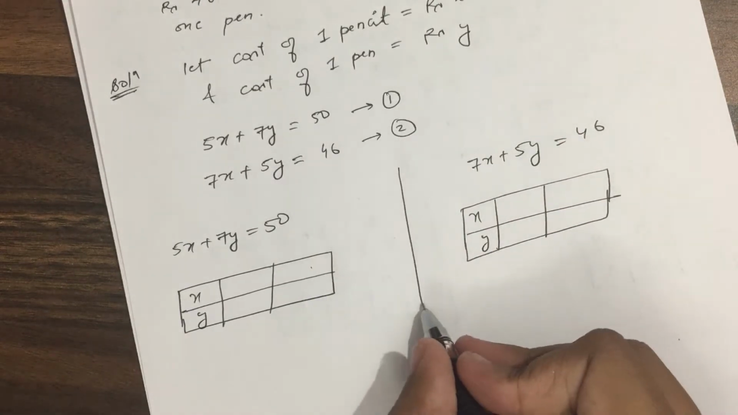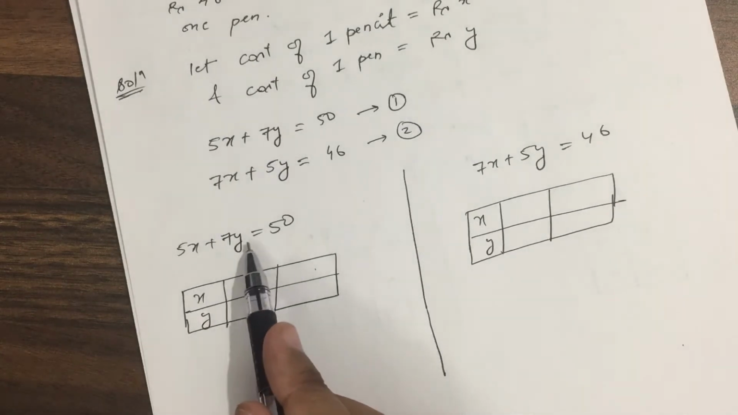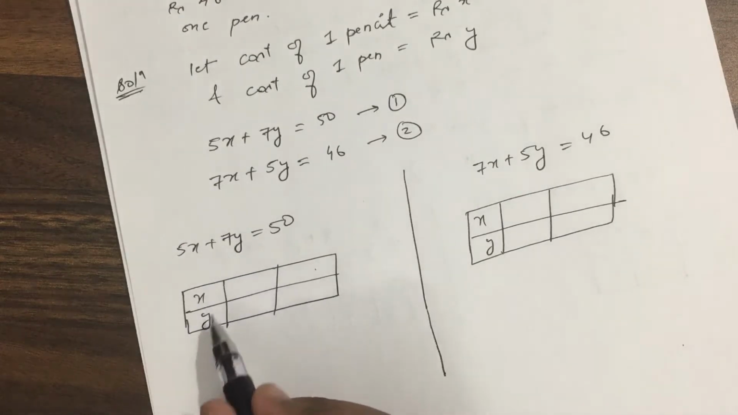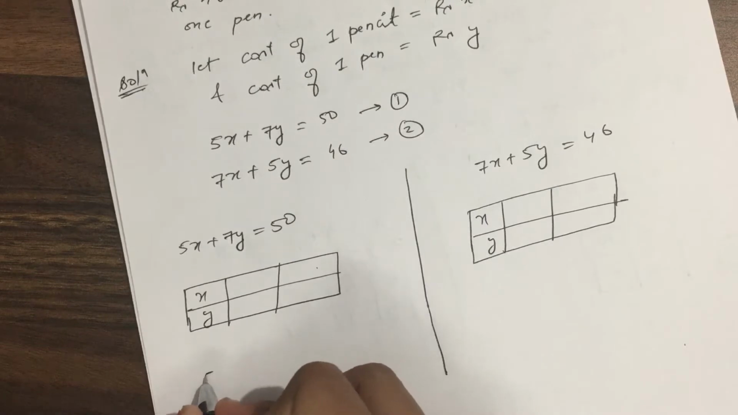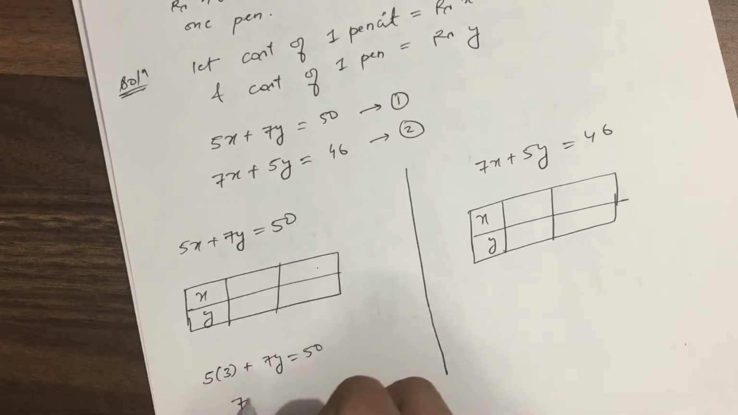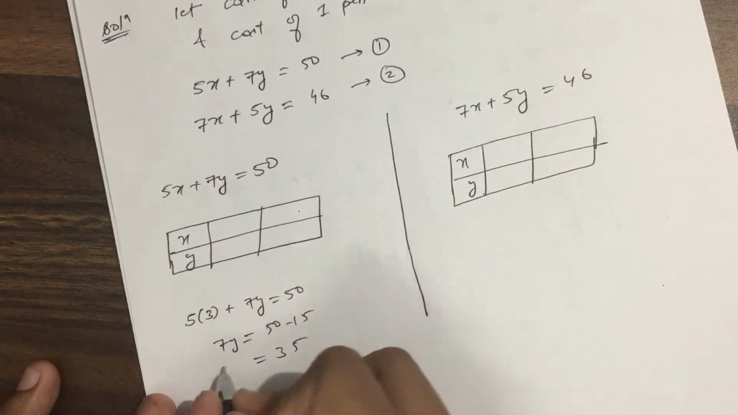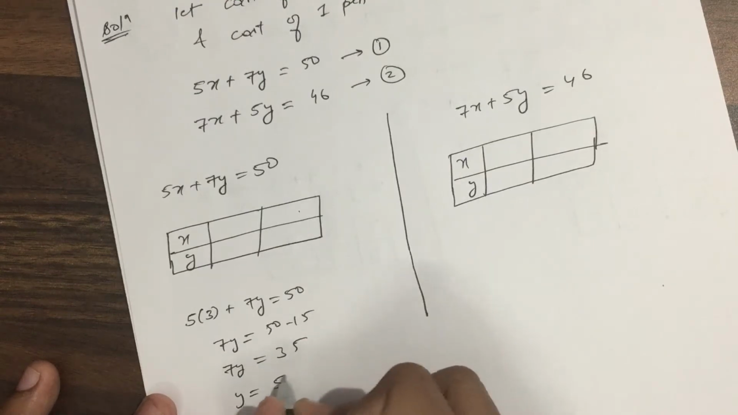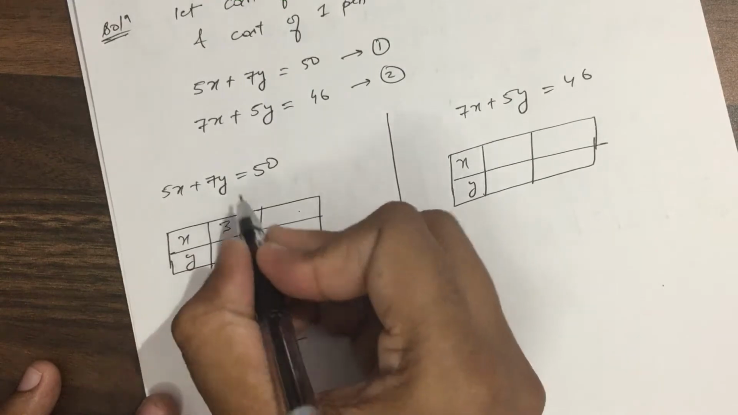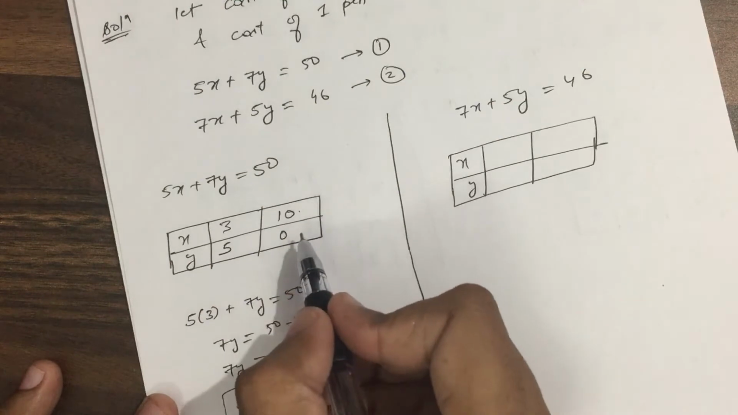Okay. When we put x equal to 0, we will get y equal to 50 upon 7. So this point we can't plot easily. Therefore we will take x equal to 3. So 5 into 3 plus 7 into y equal to 50. This will give you 7y equal to 50 minus 15, 35. So y equal to 5. Therefore when we took x equal to 3, we got y equal to 5. When we take y equal to 0, we will get x equal to 10. So this one we can plot.